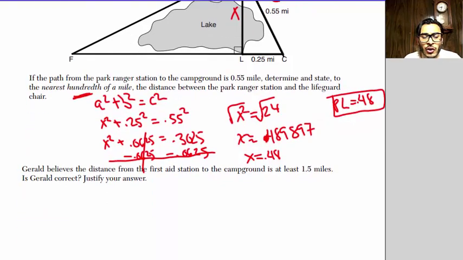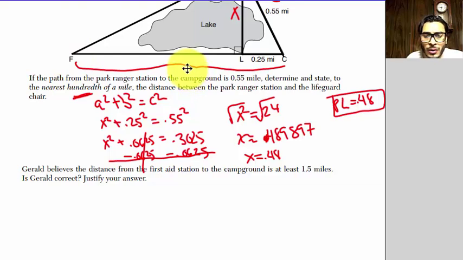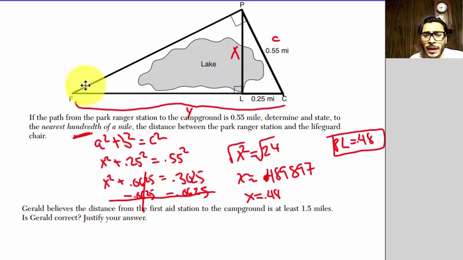Okay, so the last one says Gerald believes the distance from the first aid station to the campground is at least 1.5 miles. Is Gerald correct? Justify your answer. So that's asking us to find FC, I'll just call it Y. Which is the hypotenuse of the big triangle, right? So that's what we're looking for.